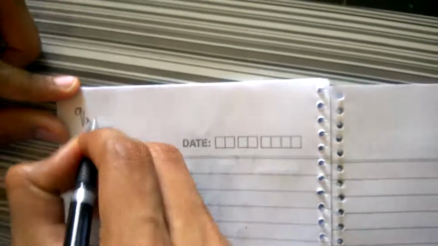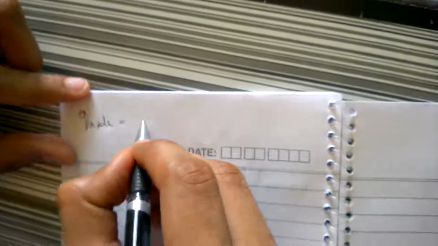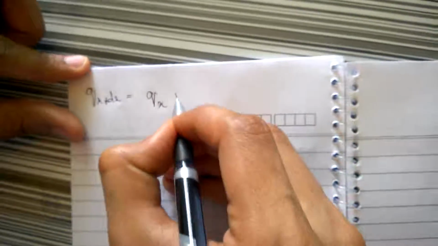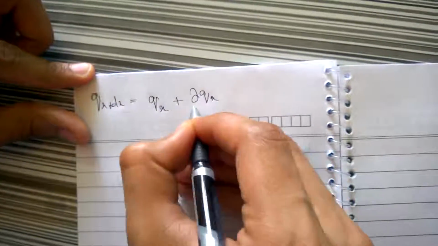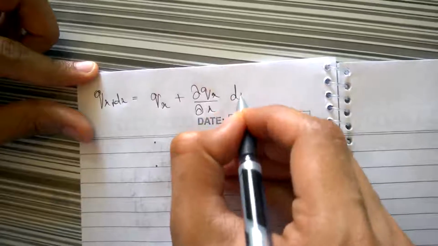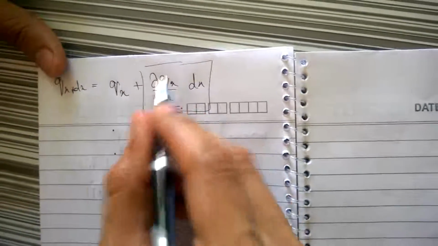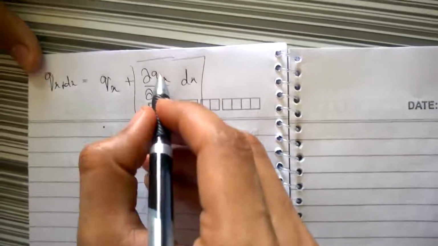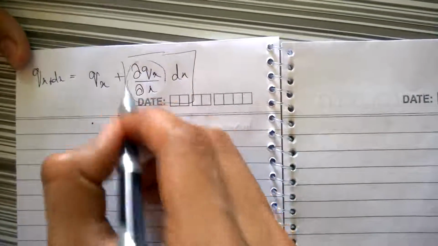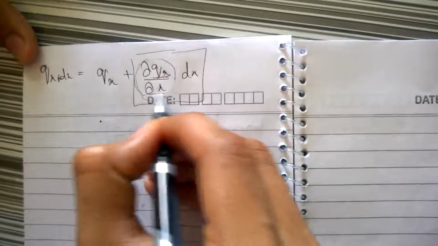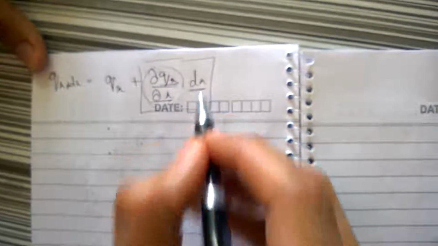Now q(x+dx) can be written as qx plus ∂qx/∂x into dx. And why is this true? This comes from Taylor expansion. A very easy way of understanding this is that this is nothing but the slope, the gradient of how qx is changing in the direction of x, and you multiply it by dx.